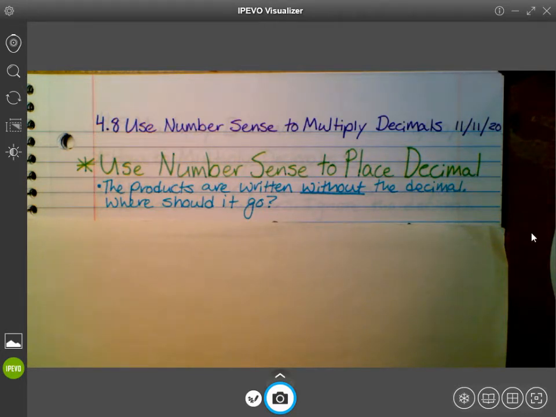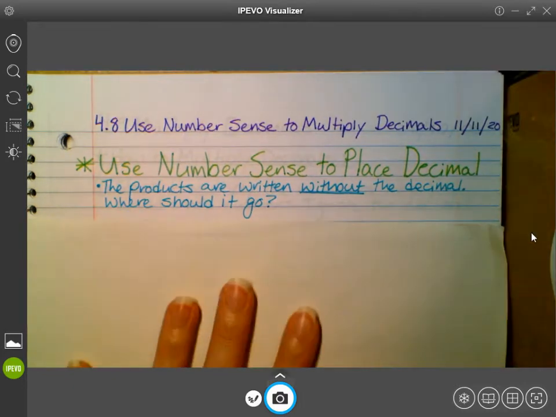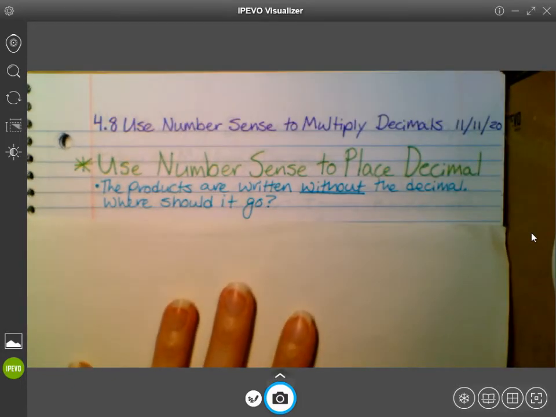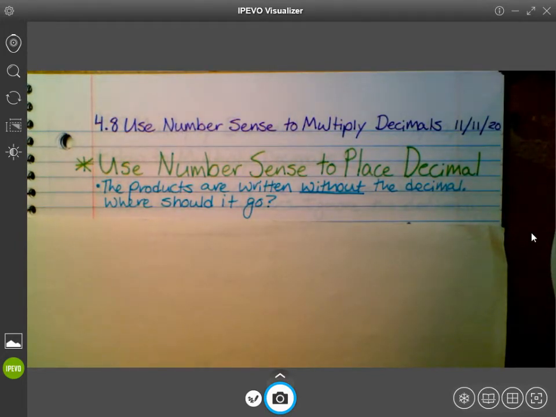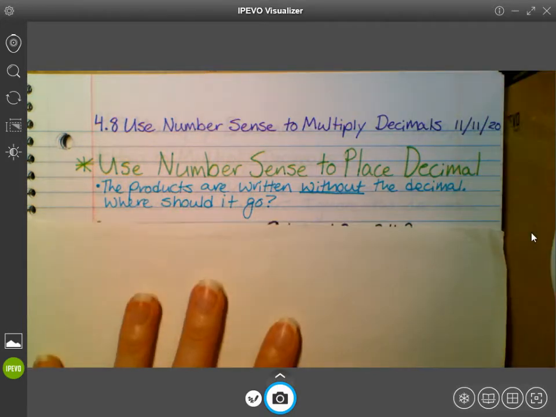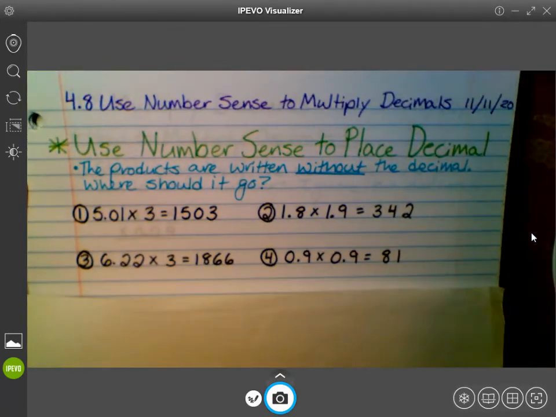Alright, so what I'm going to do is you are going to have 4 problems. In each of these problems, what do you think you are doing? What do you think you're doing for these problems based on the directions? What are we doing, Frankie? Writing the product without the decimal. Well, the products are already written without the decimal. What do you think we need to do? Emmy? We need to put the decimal in the answer where it should go. Exactly. So, here are our 4 problems that we are writing down.